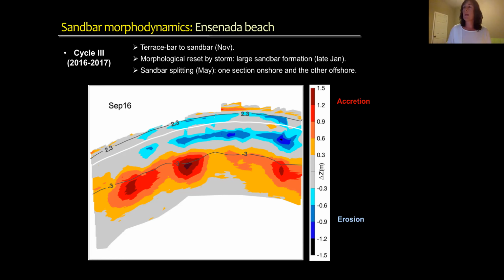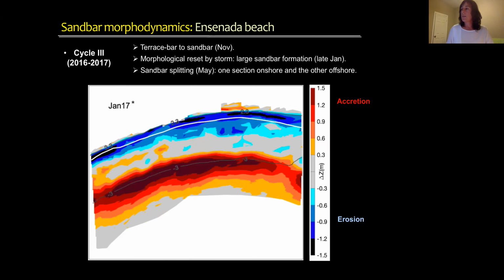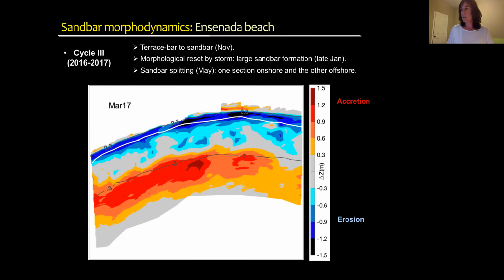bit onshore. We had unusually low energy conditions during the early winter in 2016-17, which allowed the sandbar to migrate onshore. And then a large storm hit in late January 2017, and that will reset the beach. And then in May, we will see how that sandbar is actually splitting. One section will migrate onshore and the other one offshore. That's a reset, and that's splitting.